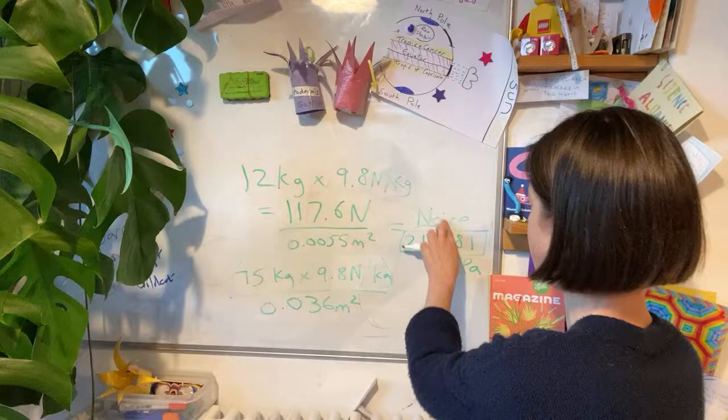That's my husband's pressure, isn't it? His force, his weight divided by his area, which is 75 times 9.8 divided by 0.036. 20,000, oh, gasp, what a surprise. It's almost like I did it on purpose. 20,416.7 pascals.